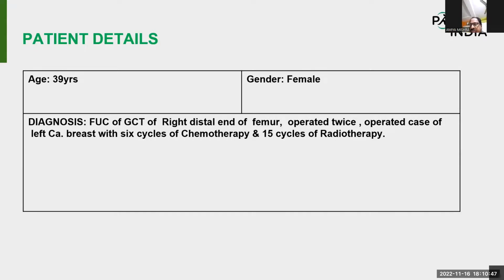distal end of femur, which was operated twice for recurrence. She is also a case of cancer of the left breast, who was operated, that is modified radical mastectomy with axillary clearance done, followed by 6 cycles of chemotherapy and 15 cycles of radiotherapy.